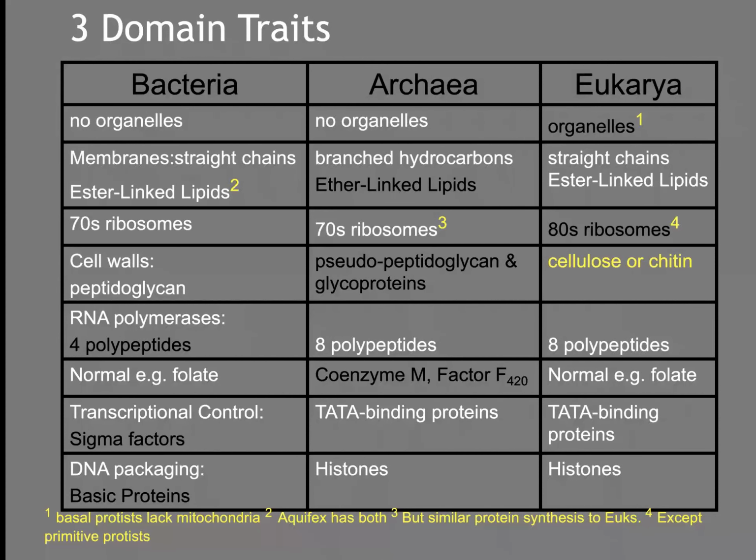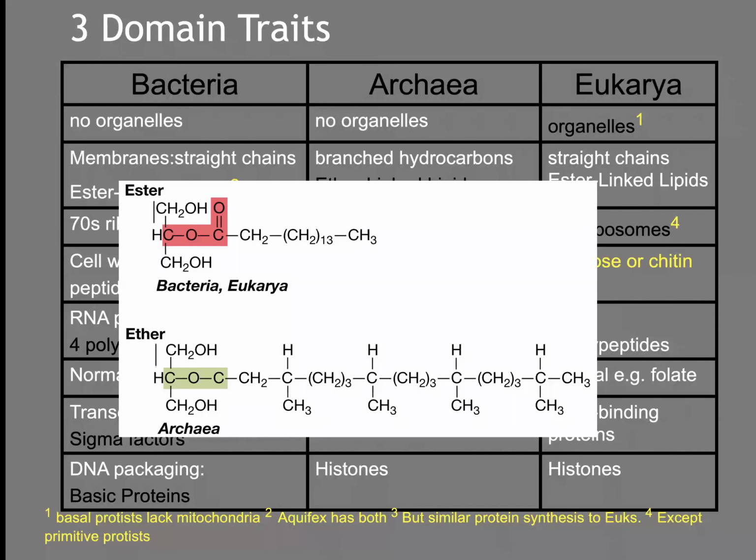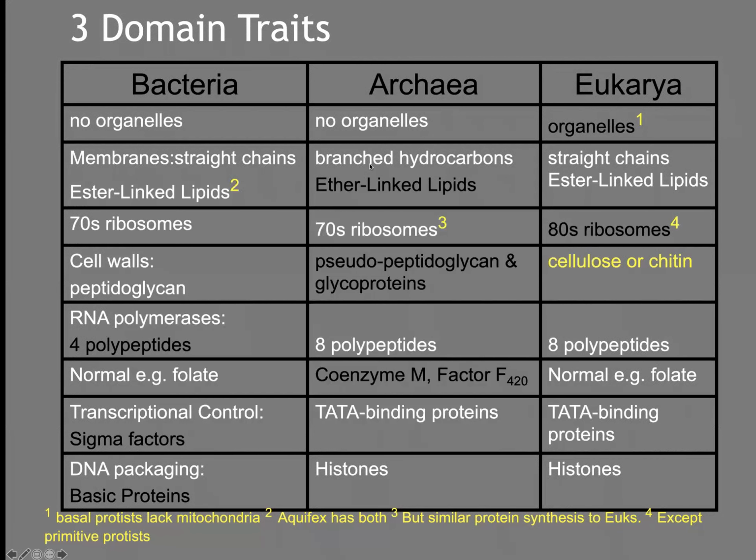it turns out that bacteria and eukaryotes have similar lipids. They have ester-linked lipids as opposed to ether-linked lipids that archaea have. So you can see here, right? We have more in common with bacterial lipids than the archaea do, even though the tree shows that archaea are more closely related to eukaryotes. Cell walls are different across all three domains. Archaea and eukaryotes have 8 polypeptides of their RNA polymerases versus 4.